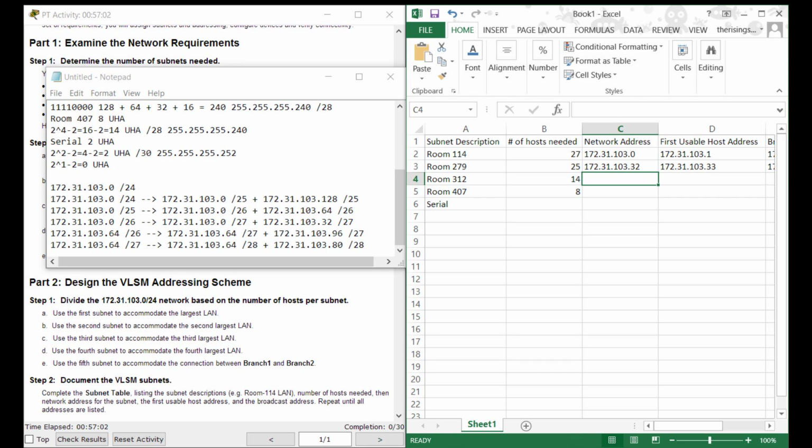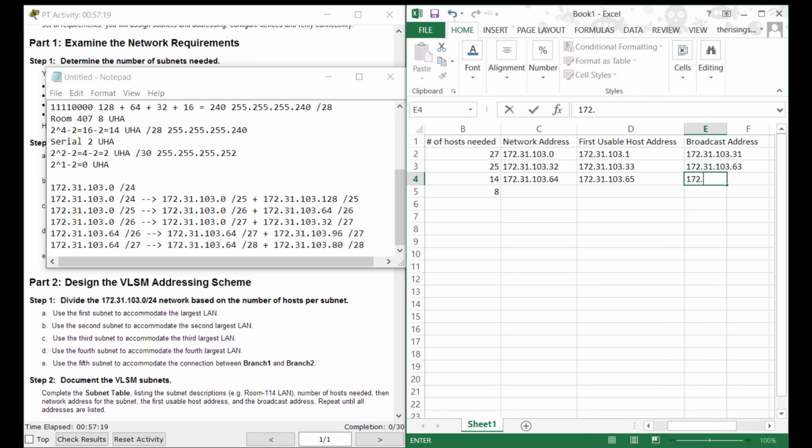Okay, so network address 172.31.103.64. The broadcast address, the first usable host address of 172.31.103.65, and broadcast address of 172.31.103.79.